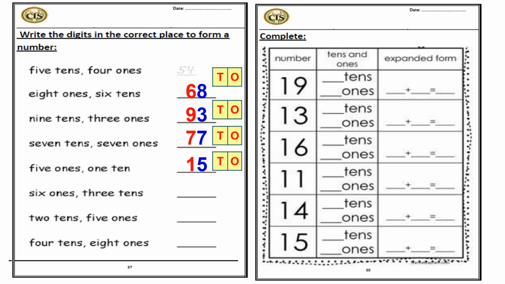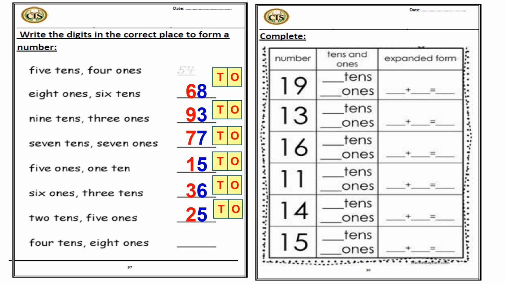6 ones and 3 tens. First, I will write ones and tens. Then 6 ones and 3 tens. What can I do? 6 under the ones and 3 under the tens. So the answer will be 36. 2 tens and 5 ones. First, I will write ones and tens. Then 2 tens and 5 ones. 2 under the tens and 5 under the ones. So the answer will be 25.